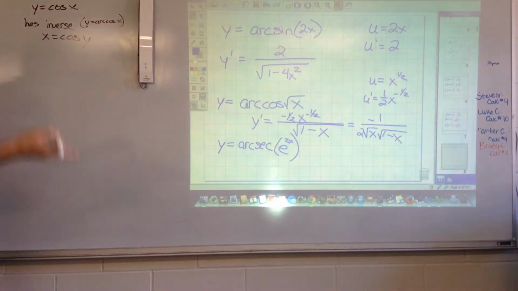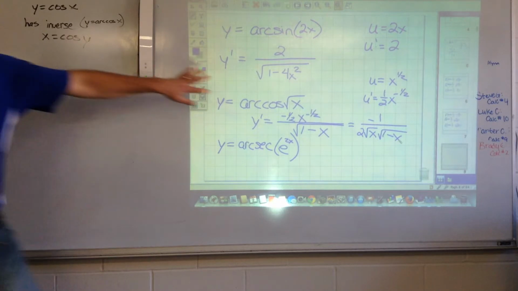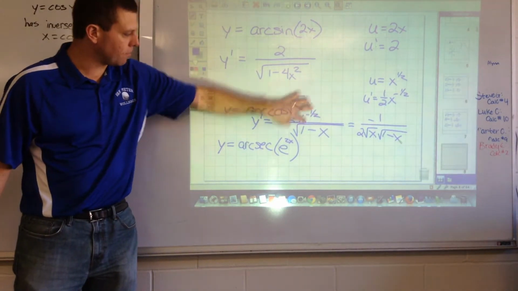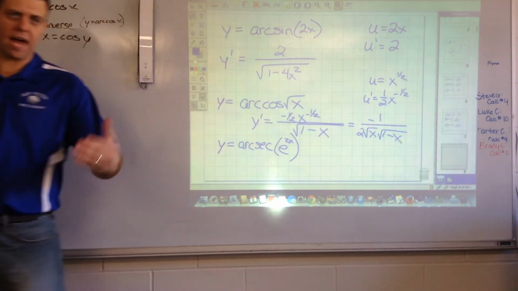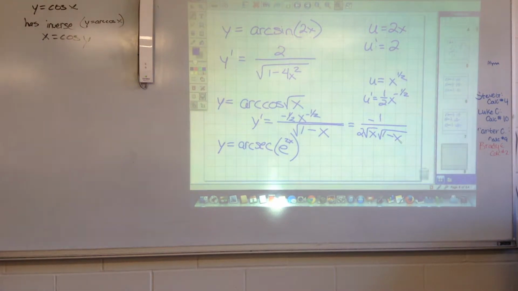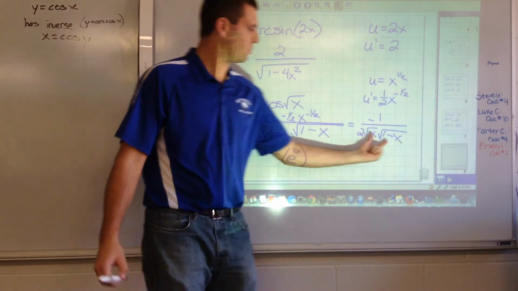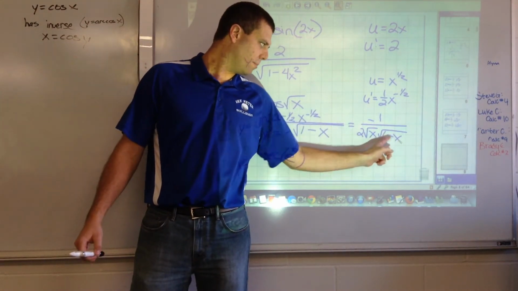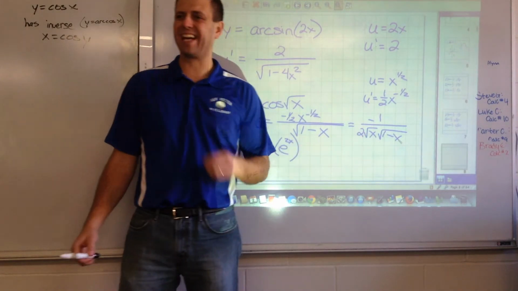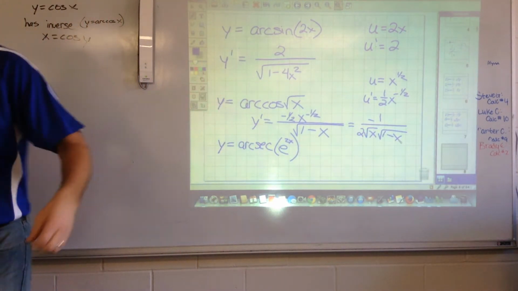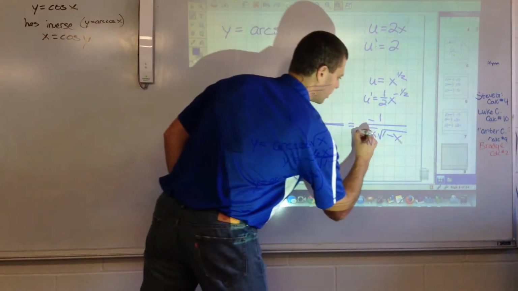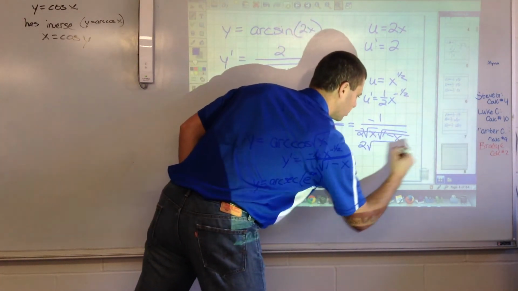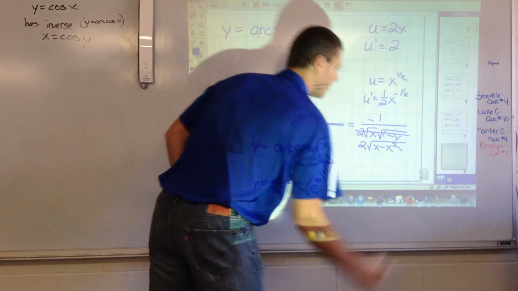So if you move x to the negative 1/2 down to the bottom, it becomes x to the positive 1/2 on the bottom, which is square root x. Now you could go even a step further and multiply the 2 square roots together. The square root of x times the square root of 1 minus x would be the square root of x minus x squared. So really, you'd have 2 times the square root of x minus x squared.